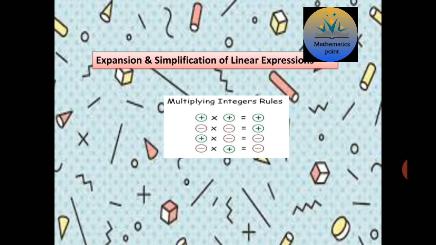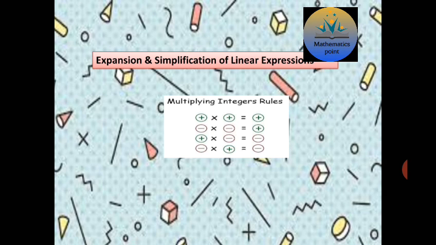So the first topic of week 9 is expansion and simplification of linear expression. Before going directly towards the topic, we have to first reinforce or recall the rule of multiplication. Here you can see in the screen that when two plus signs are multiplied with each other, we get the plus sign, plus plus plus. In multiplication, whenever two negative signs multiply with each other, we get the answer plus. Minus minus is equal to plus.